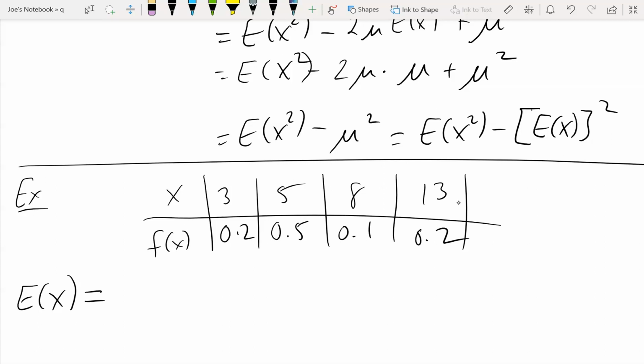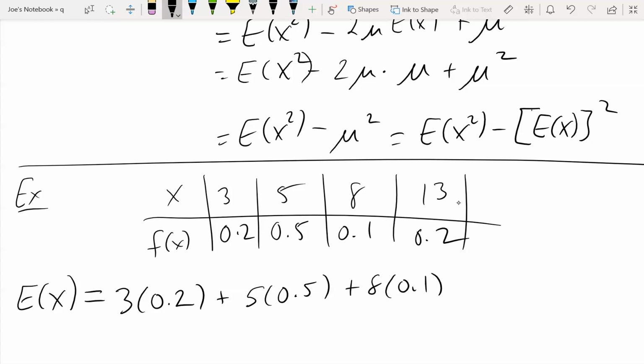So in this case, what will we multiply together? 3 and 0.2, 5 and 0.5, 8 and 0.1, 13 and 0.2. Right? So exactly how we would compute mu, or expected value of x. We agree? Okay, cool.